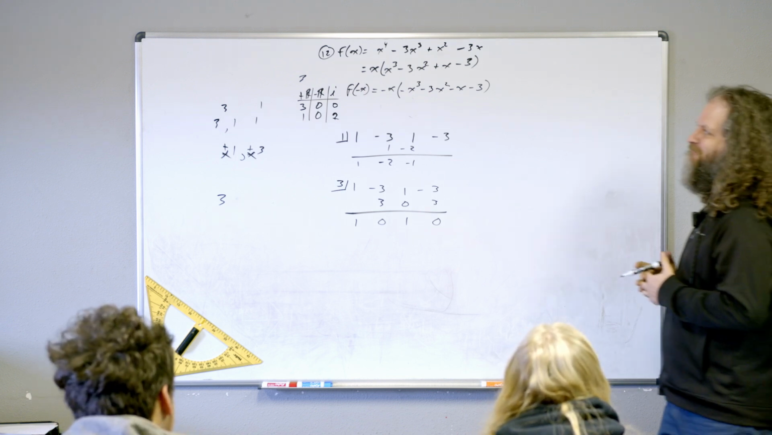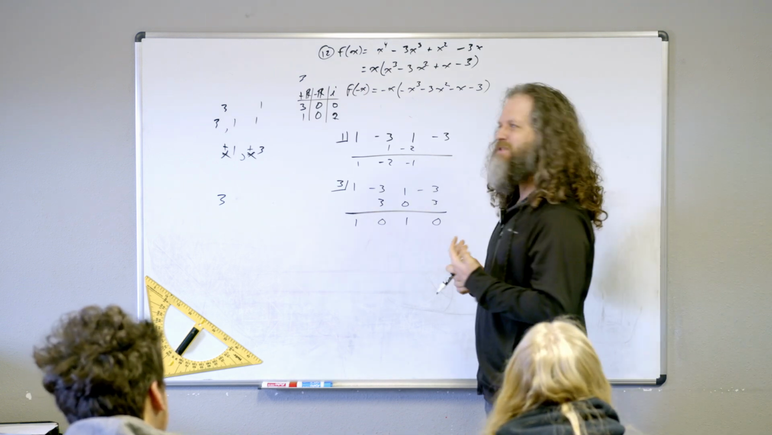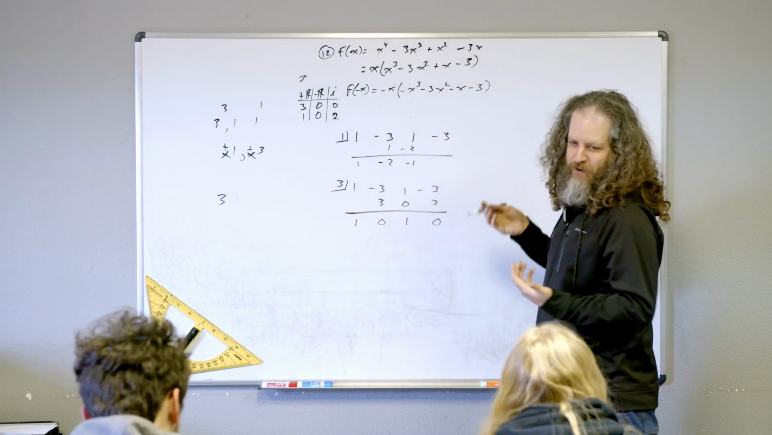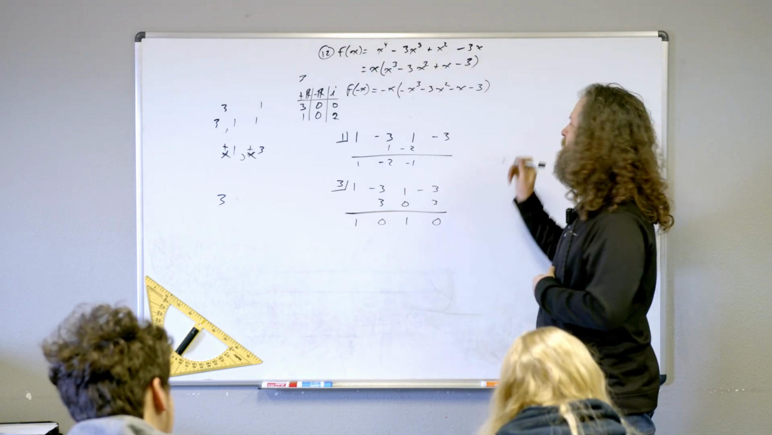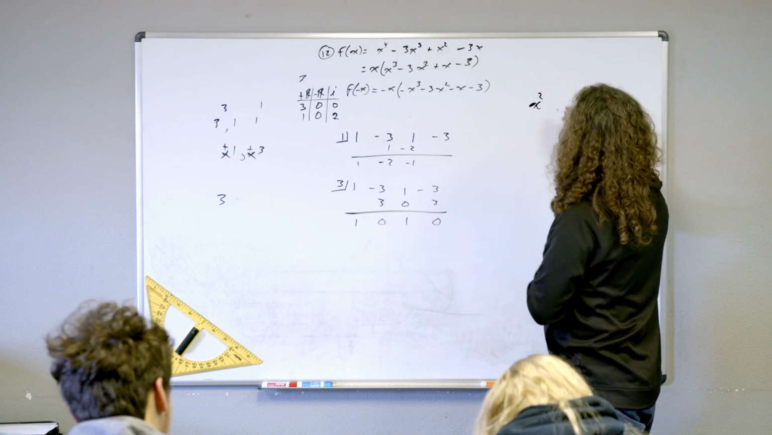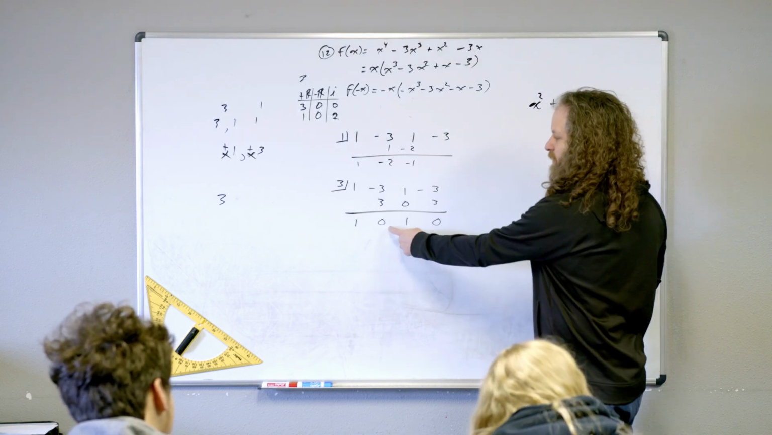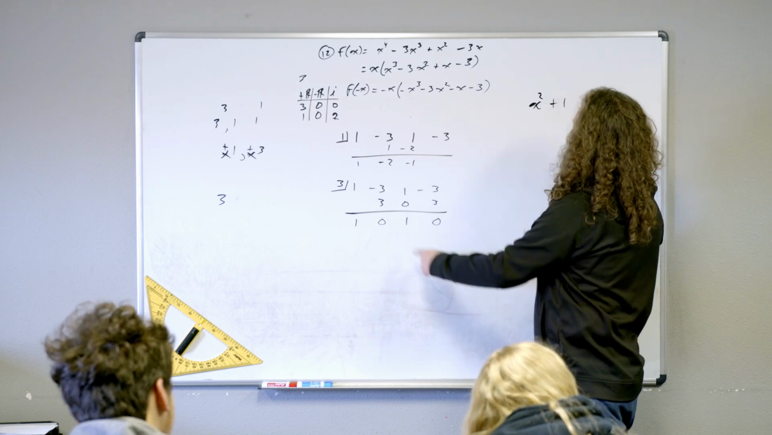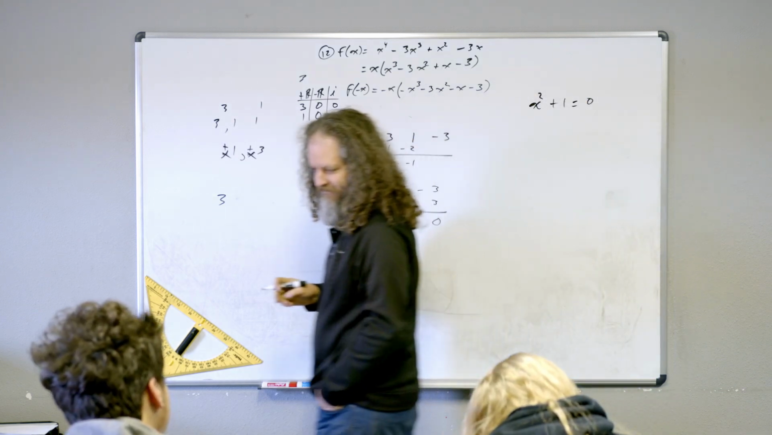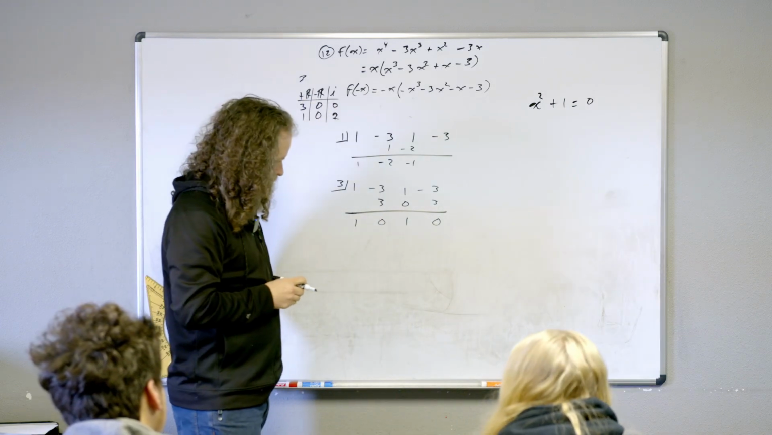What is that going to mean? That's why I said you were accidentally right and wrong all at the same time. So what is the depressed equation going to be? x squared plus 1. There's no x term, right? 0x. Equals 0.